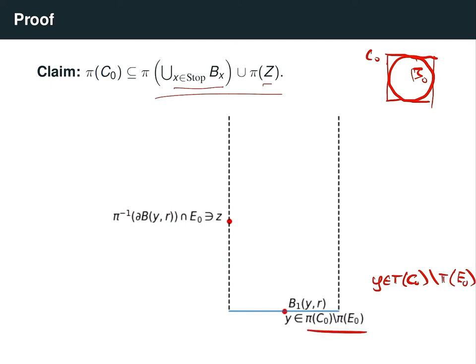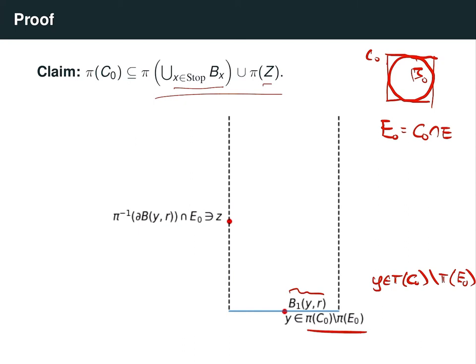Now, recall that E naught is equal to C naught intersected with this set E that we constructed earlier. And E was a closed set, and this square C naught is a closed set. So that means E naught is compact, so its projection is also compact. And now we have a point Y inside the complement of a compact set. Thus, if we let R denote the distance between Y and the projection of E naught, then this is a positive number.